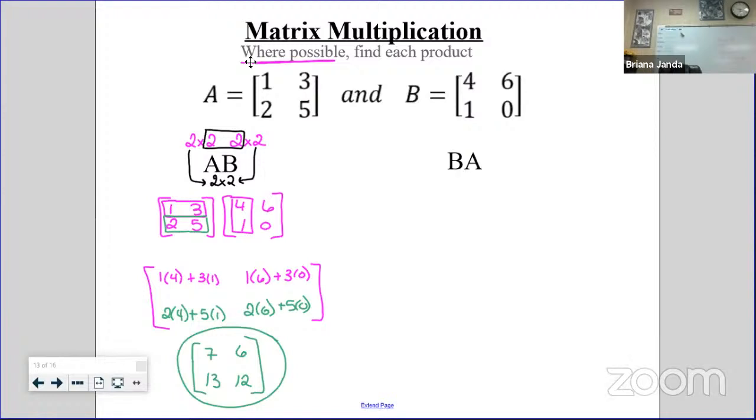So I want to prove to you real quick here with the 2 by 2, because these are easier to do, that the order does matter and will change our answer. Now, it's still a 2 by 2. If I check my possibility of being able to do this, our inside numbers still match even if I flip B and A, and our answer is still a 2 by 2, right? But the order of these two matrices will flip. Okay, so you guys try this one.